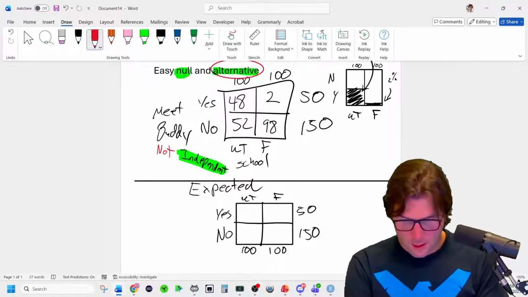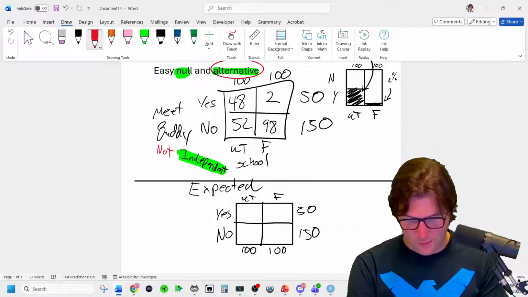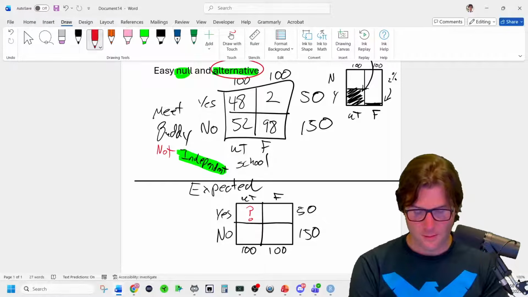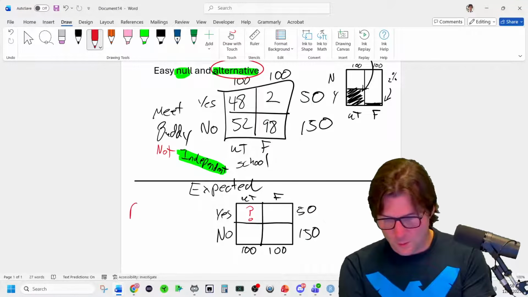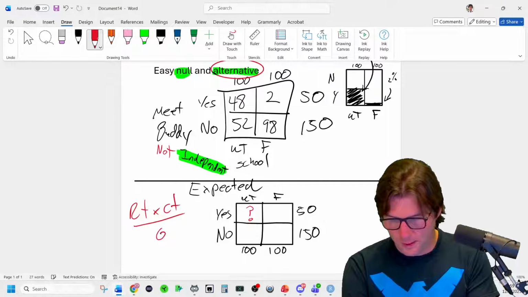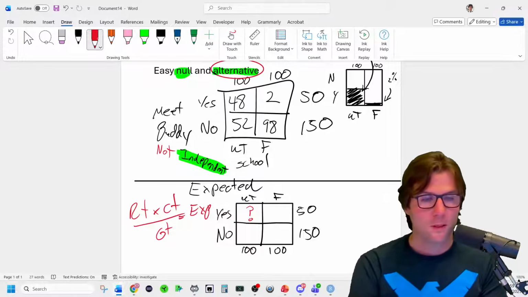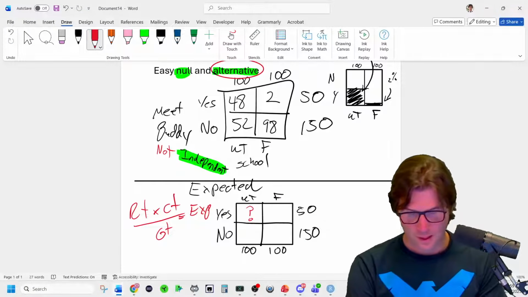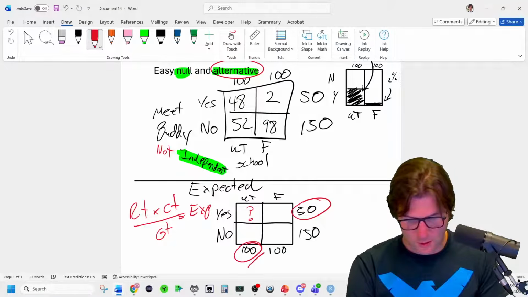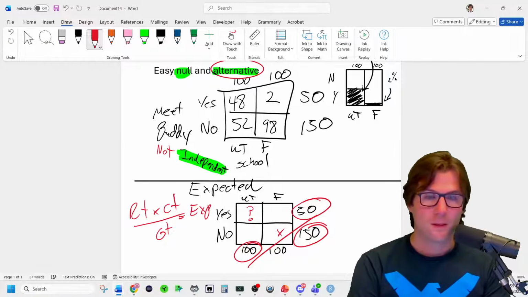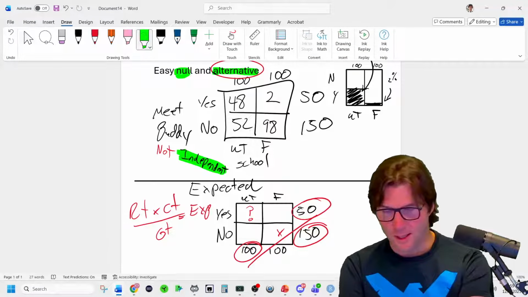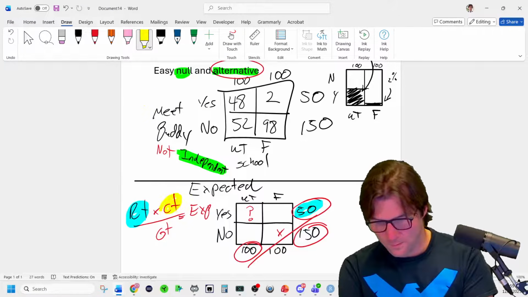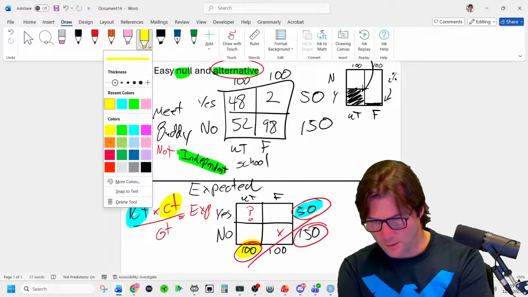So how many UT students would we expect to have met Buddy the Elf? It's actually pretty easy to figure out. Who can tell me in the chat? The formula is row total times column total over grand total is equal to expected cell. Half, you're right. So how many total? You are right, it is half. But how many? So the formula is row total times column total over grand total. There's the math. I'll highlight it for you. It's row total times column total over grand total.